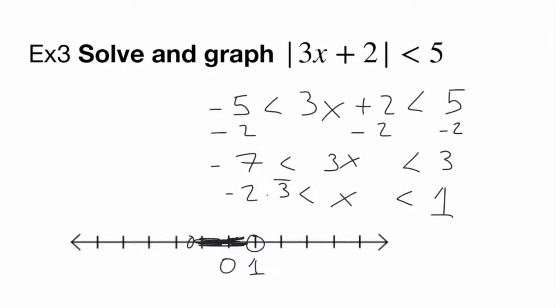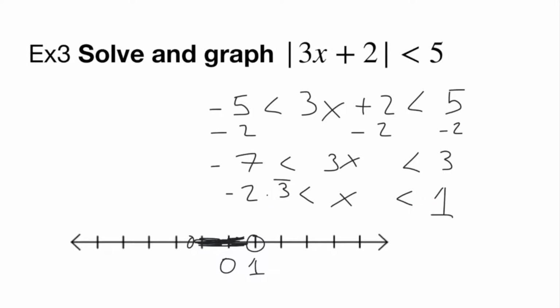This is a format that I find the easiest way to do it, so just make sure you have it memorized. I'll summarize what that format looks like a little bit later. I'm going to subtract 2 from all three parts. We're going to get negative 7 is less than 3x, which is less than 3. And when you divide all three parts by 3, you get this. And that's a decimal, but that's fine.